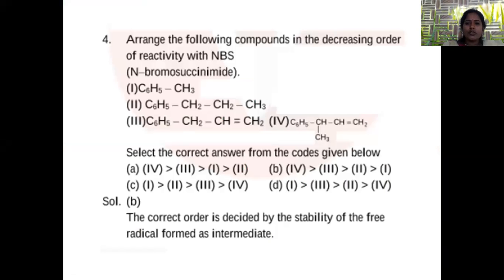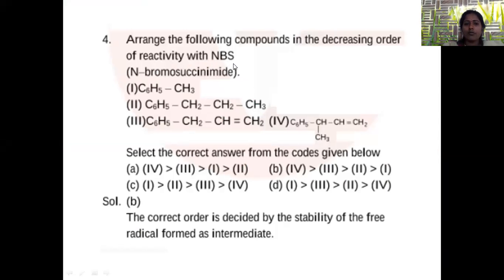Arrange the following compounds in the decreasing order of their reactivity with respect to N-bromosuccinimide. NBS stands for N-bromosuccinimide. N-bromosuccinimide is selective for allylic bromination wherever an allylic position is there. A carbon adjacent to a double bond is called an allylic carbon. At that carbon, selective bromination is possible. That is the main application of N-bromosuccinimide. So let us find the N-bromosuccinimide reaction with these compounds and what the reactivity order is.